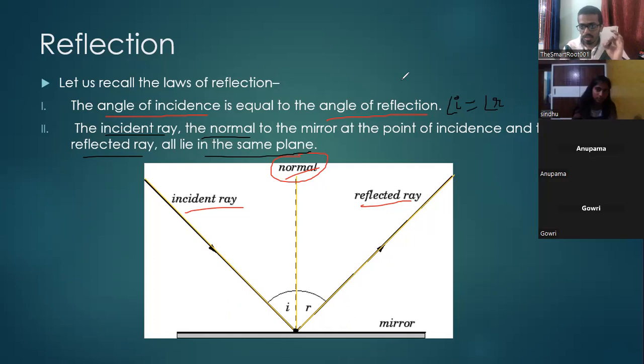The place where you need to mark the angle of incidence is between the normal and the incident ray. Starting from the normal and going up to the incident ray, this is the angle of incidence. Starting from the normal and going up to the reflected ray, this is the angle of reflection. This is angle of incidence and this is angle of reflection. So hope this is clear for everyone.